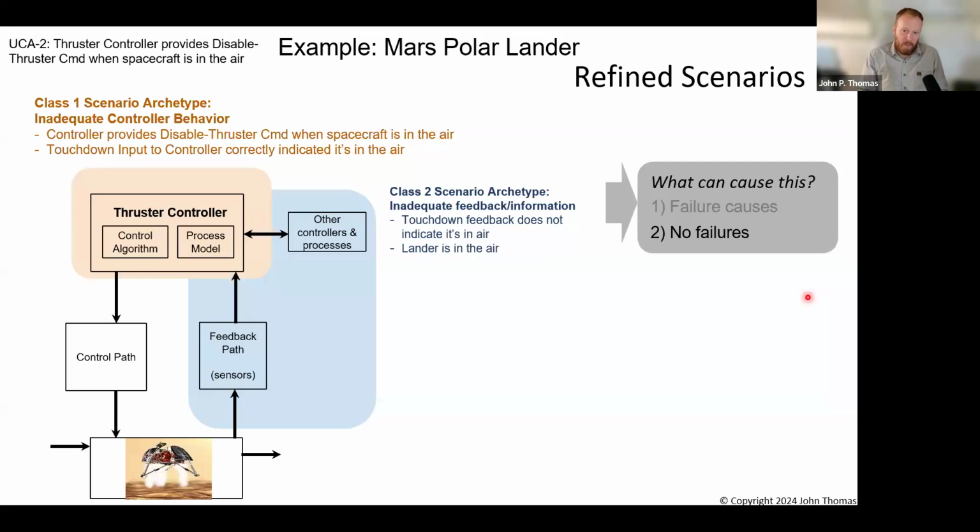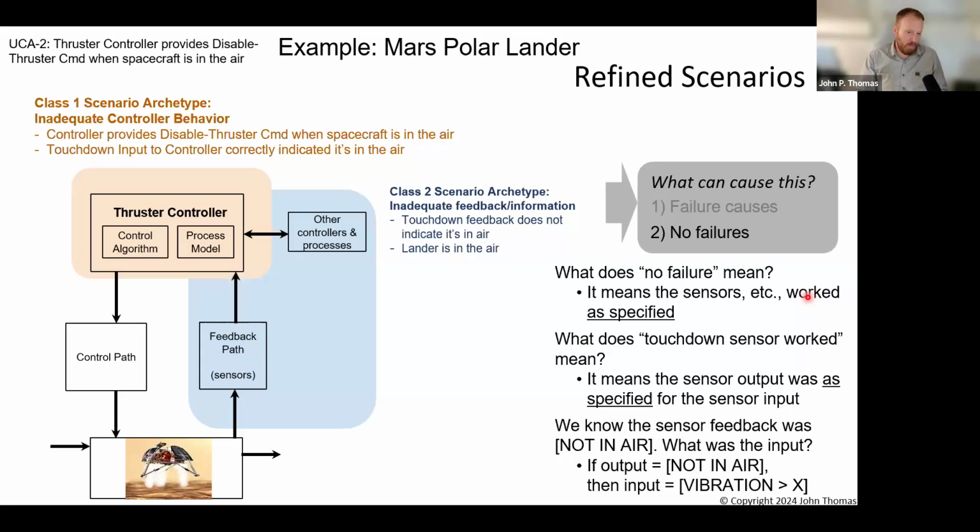Let's define what we mean. What does no failure mean? It means whatever's on the feedback path, typically it would be sensors, but it could be anything. It could be a telephone. If you're talking about humans receiving feedback, maybe in a control room from somewhere else or air traffic control or whatever, it could be a telephone, right? It doesn't have to be an angle of attack sensor. How could the sensor actually work as specified?